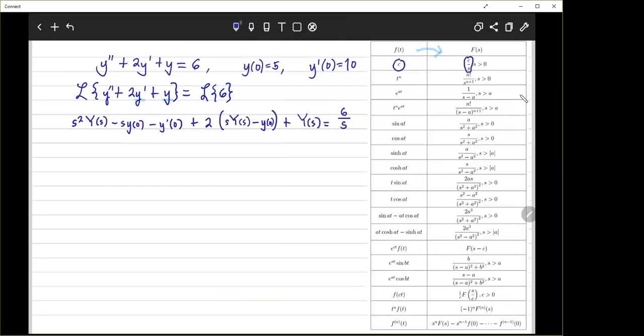Okay. Let's plug in our initial values before we proceed to step 2. I have s squared y of s minus s times y naught, y of 0, which is 5, so 5s, minus y prime of 0, which is 10, plus, at the same time, I'm distributing 2 here. So 2s y of s minus 2 times y naught. So minus 10 plus y of s.